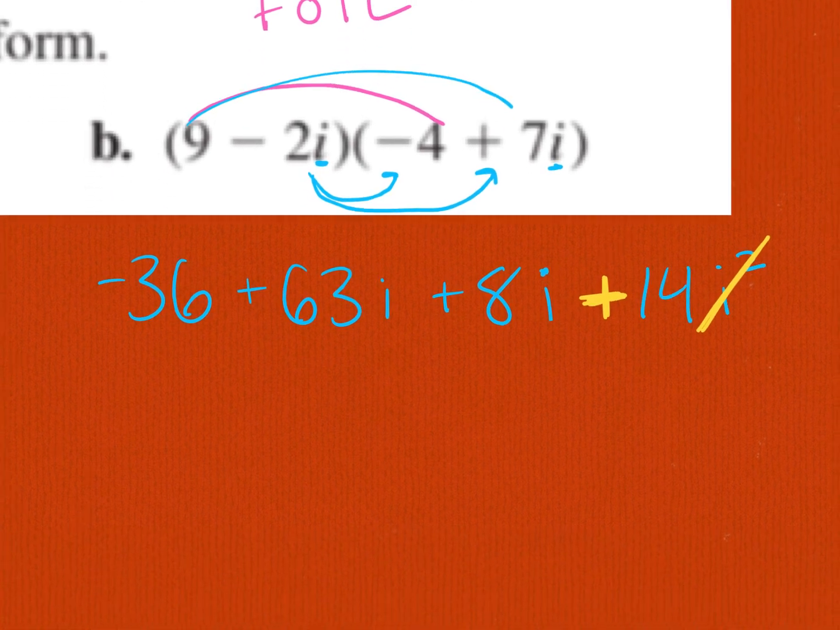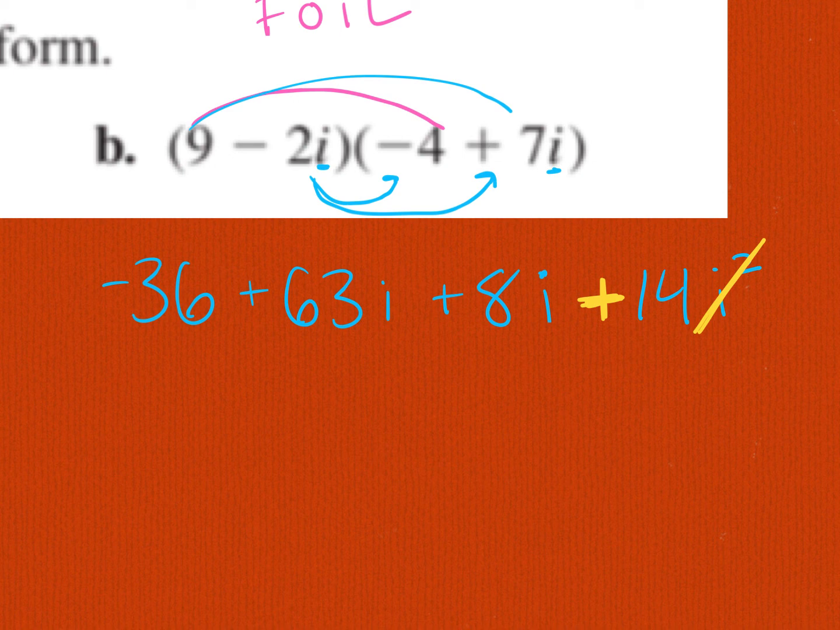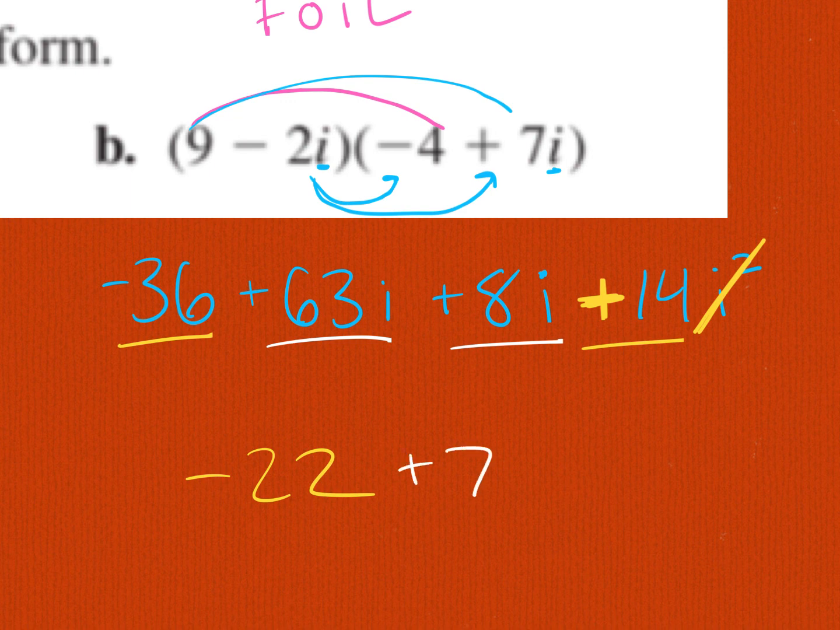Since our answer has to be real numbers first, let's combine our real ones. What is negative 36 plus 14? Negative 22. And what are our imaginary numbers? 63i and 8i. So what's 63i plus 8i? 71i. And that's our answer.